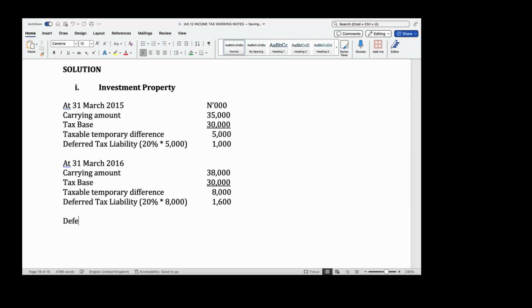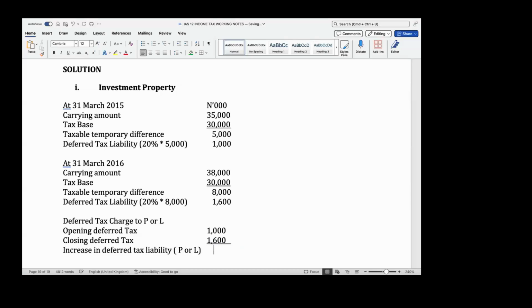So for this, the deferred tax charge to P&L is going to be the opening deferred tax liability, which is 1,000, compared with the closing deferred tax liability, which is 1,600. The difference is 600, and that is an increase in deferred tax liability. That will be recognized in P&L, and it's 600.